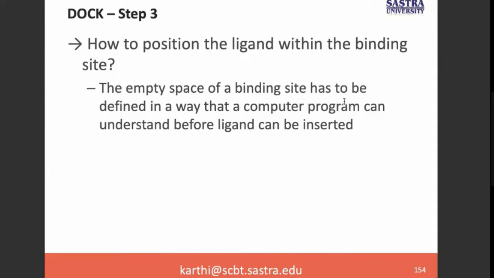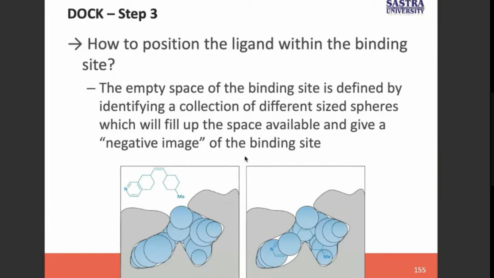So the empty space of the binding site has to be defined in a way that a computer program can understand before the ligand can be inserted. Which means we have to define to the computer that this is the place where the binding site is present. This is the shape of the binding site. This is the volume of the binding site. This is the size of the binding site. First we have to define that to the computer algorithm in a very understandable way for the computer, right?